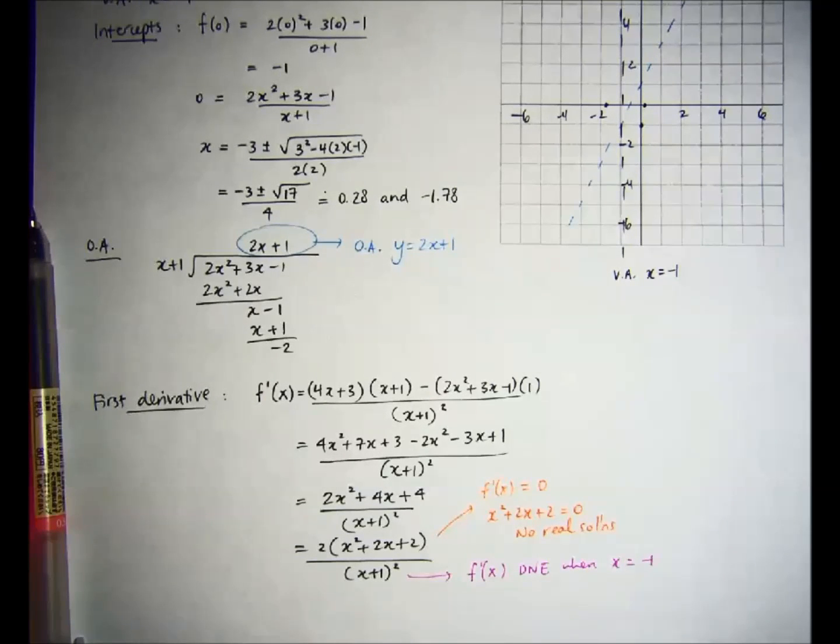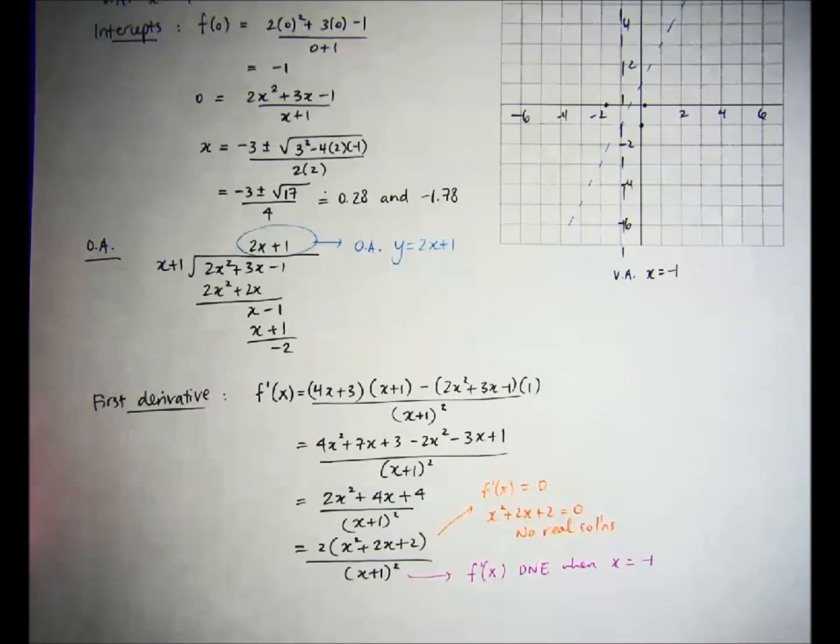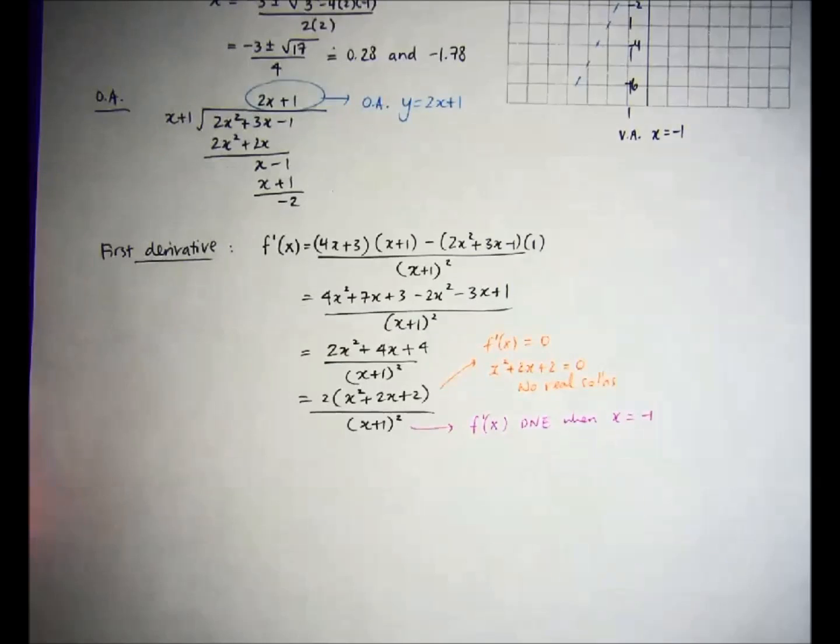Okay, but it's not a critical point. It's not going to be a relative max or min, obviously, because x equals -1 isn't contained in the domain of the original function. Alrighty, so let's move on to the second derivative now.